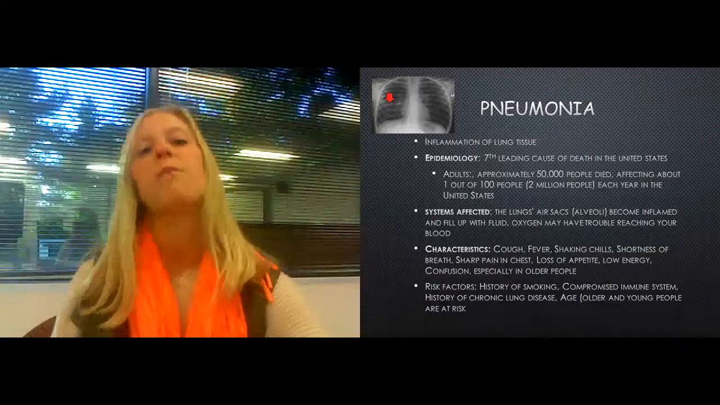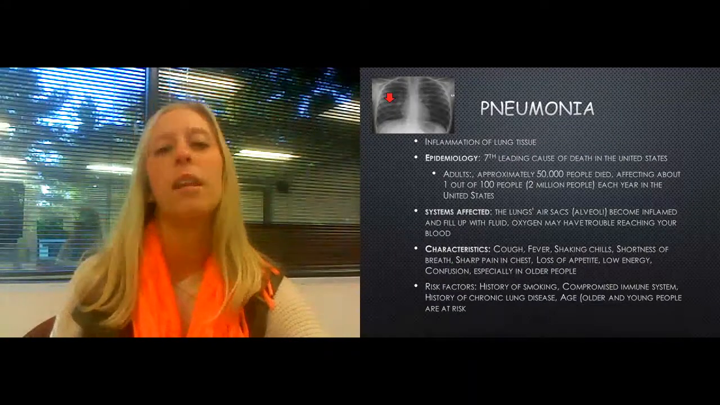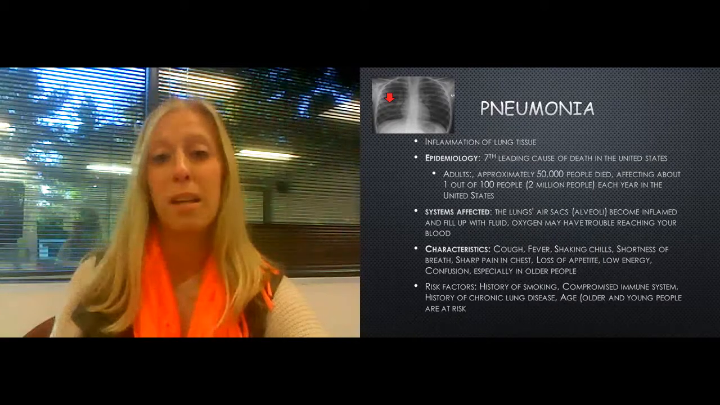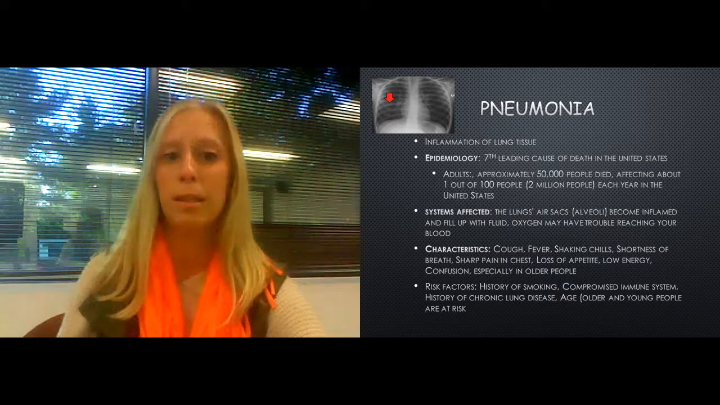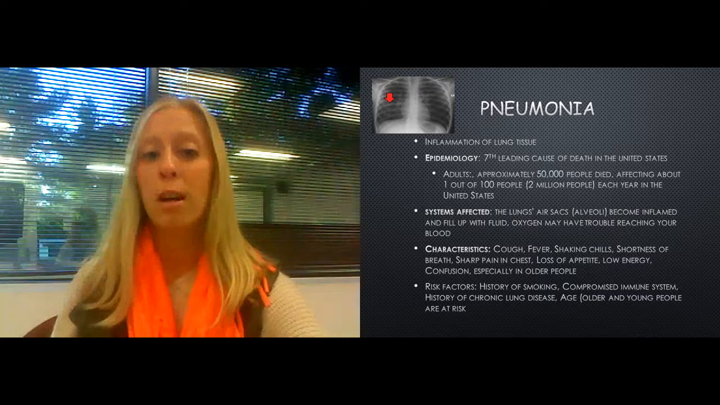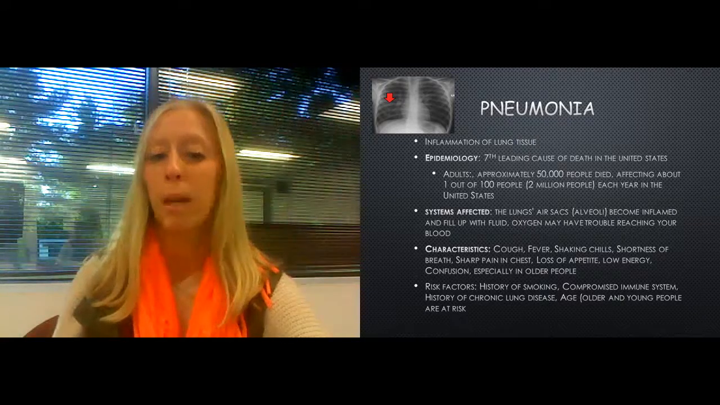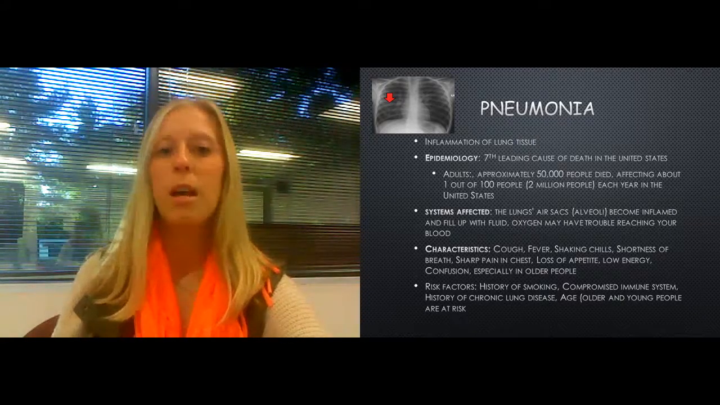So pneumonia is an inflammation of the lung tissue. It's the 7th leading cause of death in the United States. Approximately 50,000 people have died, and it affects about 1 out of 100 people, so 2 million people each year in the United States. So it affects the lungs, especially the air sacs, because the air sacs become inflamed and fill up with fluid, and also oxygen may have trouble reaching your blood.